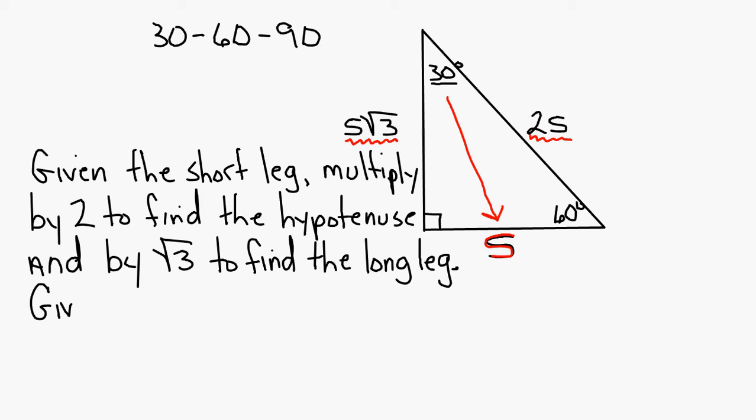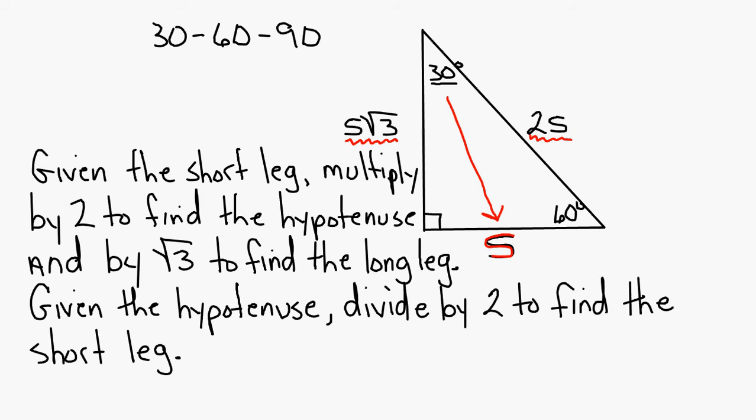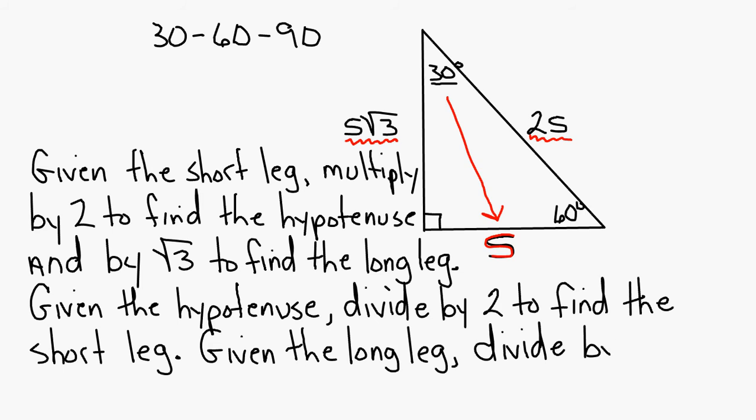Given the hypotenuse, divide by 2 to find the short leg. So if you're given the hypotenuse, all you do is take the hypotenuse, divide it by 2, and that's the length of the short leg. Given the long leg, divide by square root of 3 to find the short leg.